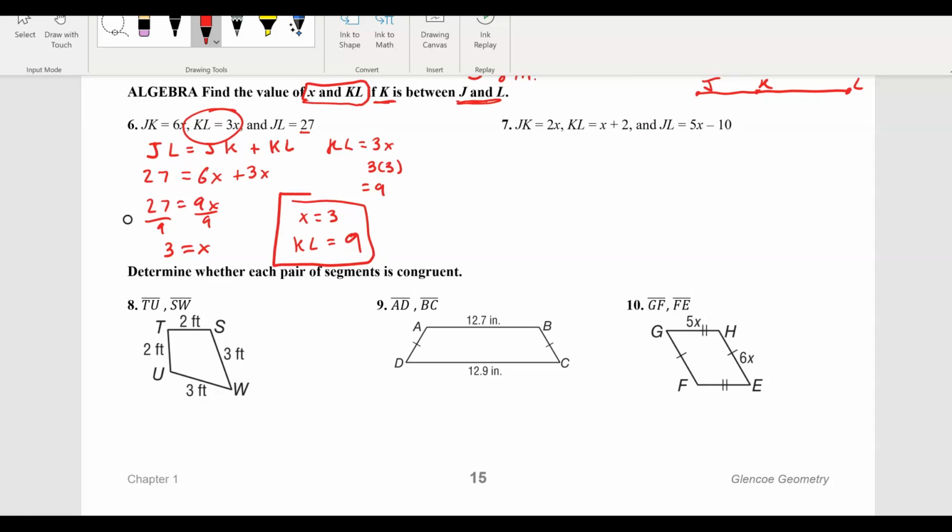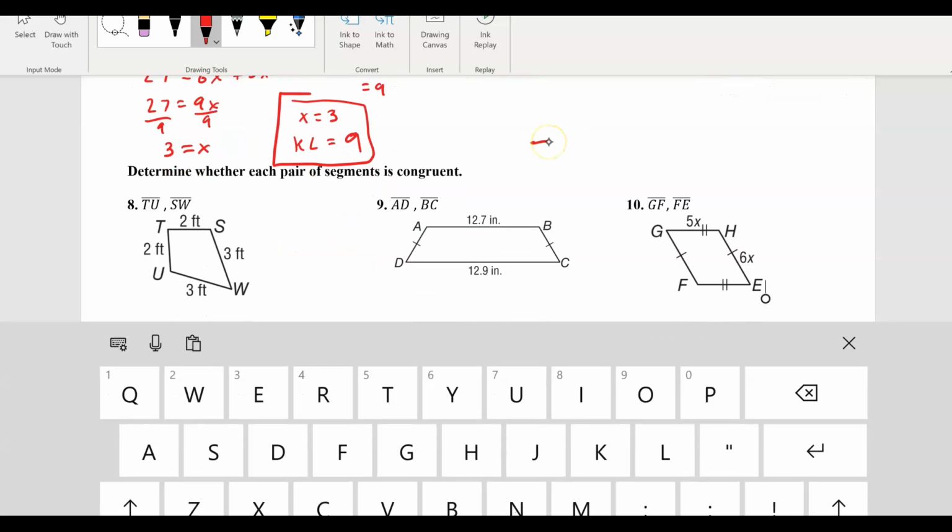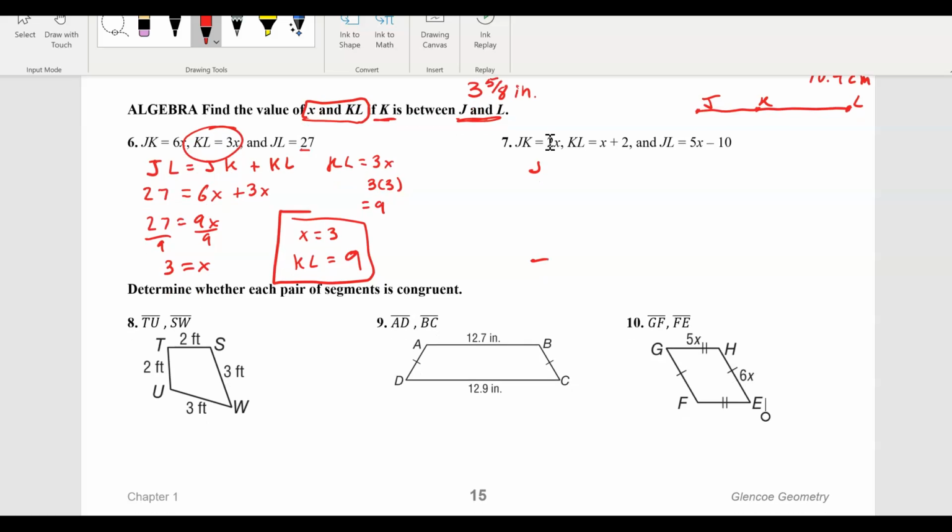Try the next one. Remember your setup, right? Same thing I did over here. I want to start with JL. I'm going to start with JL equals JK plus KL. Okay, start with that and see if we can do 2 steps here. I want to solve for X and I want to solve for KL. 2 things. We want X and we want KL. Should be able to answer both of those. Give it a shot.